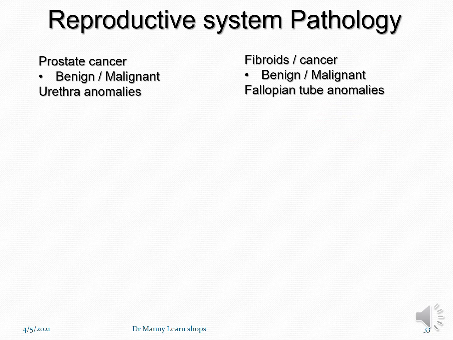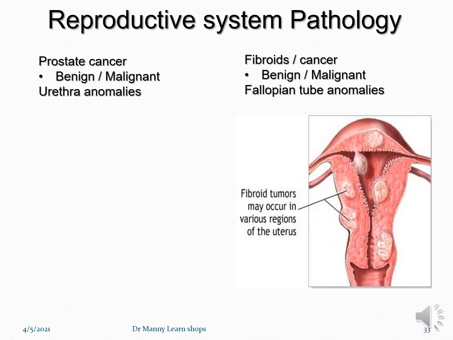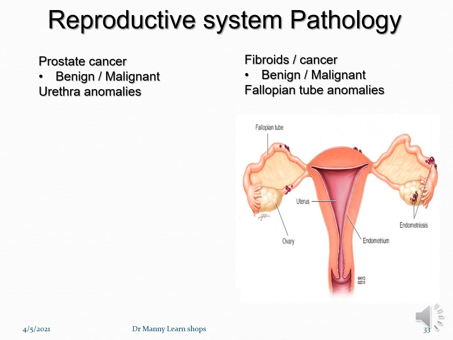Well, what happens when things go wrong in the reproductive system? And there are numerous. I'm only going to focus on a few. Well, first of all, in the female, you can get fibroids, which can be benign or they can be malignant. It can result in fallopian tube anomalies, which can result in incorrect placement of the ovum during conception. It can result in numerous conditions such as endometriosis.